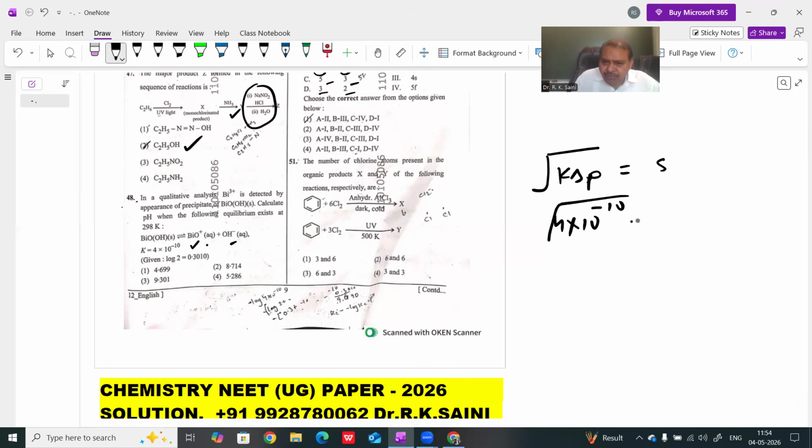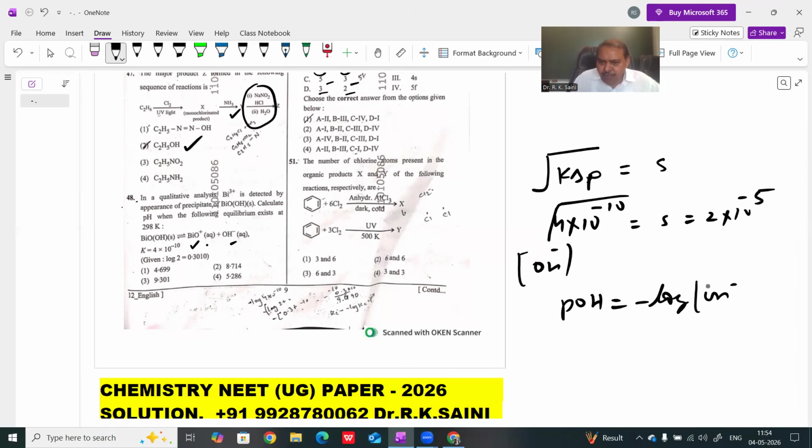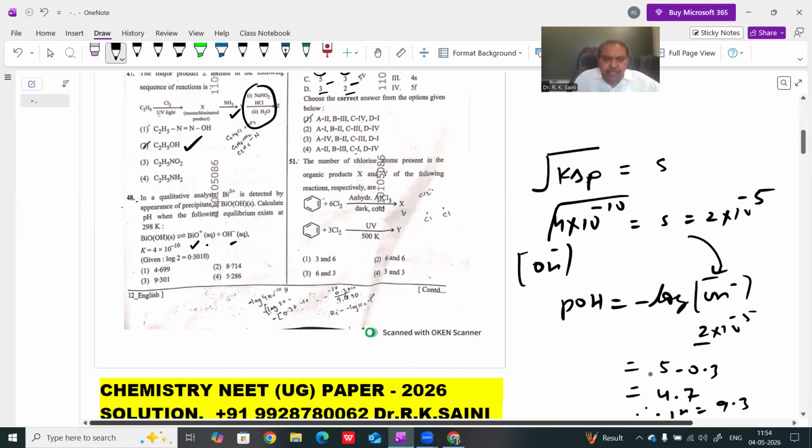Therefore, its root is 2 into 10 to the power minus 5. And it is the concentration of hydroxide ion. Then we take minus log and find pOH. Minus log of the concentration of OH ion, putting the value of OH ion 2 into 10 to the power minus 5. Therefore, pOH is 5 minus log of 2, which is 0.3. And hence pOH is 4.7. And hence the pH of this solution is nearly 9.3. Question number 50.